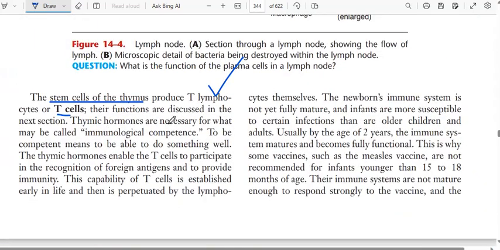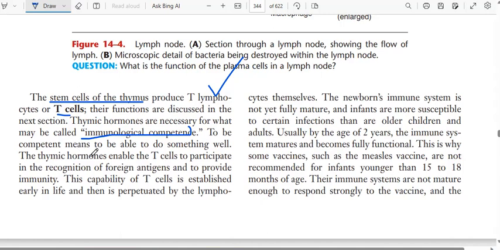Okay, their functions. Thymic hormones are necessary for what may be called immunological competence. To be competent means to be able to do something well. So why would thymic hormone be necessary? Because we want to defend and protect our body against bacteria. First thing, one is protection, one is fighting. So for both things, we need thymic hormone. Okay, they will recognize and kill the bacteria.